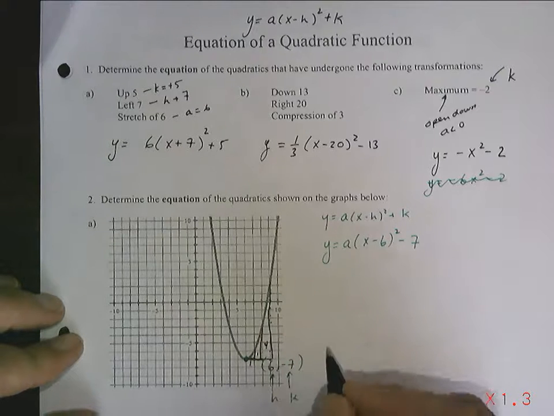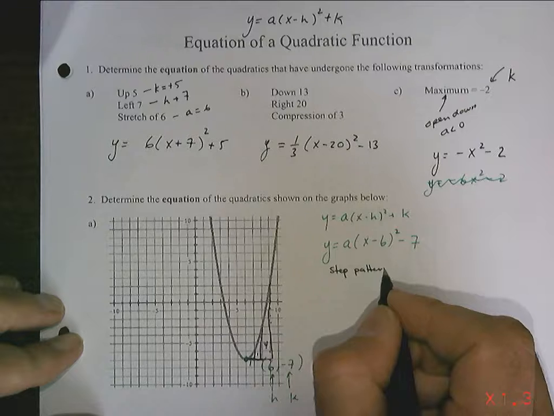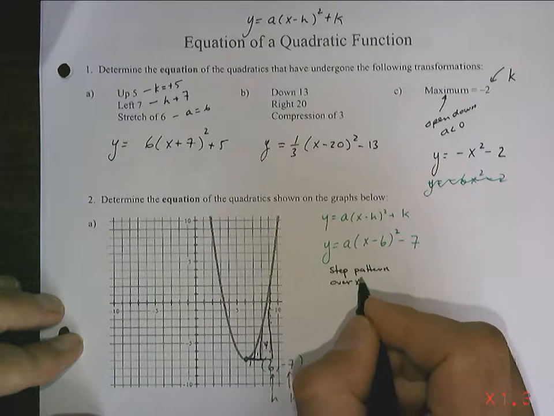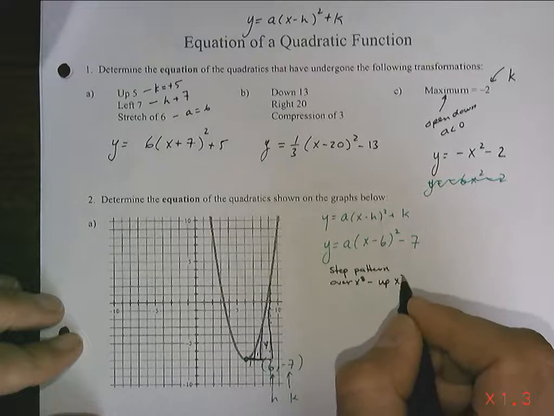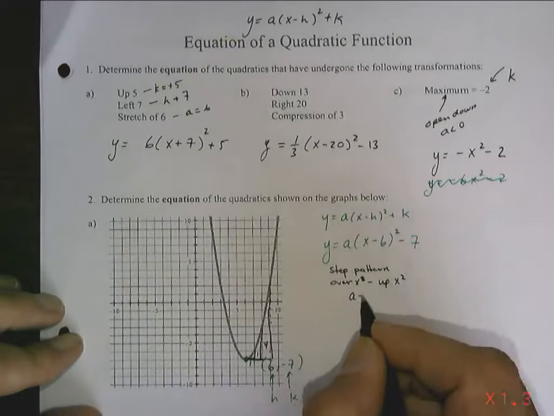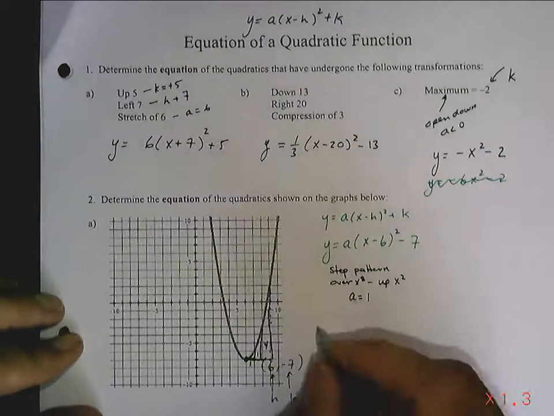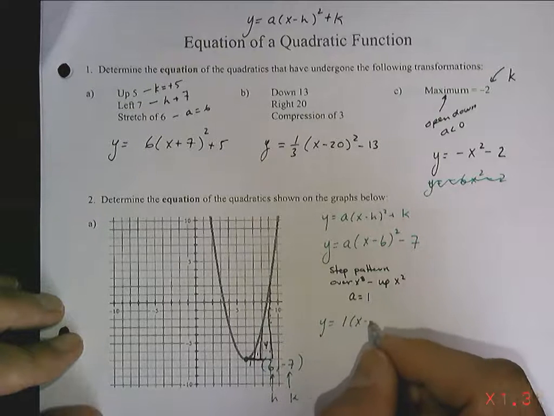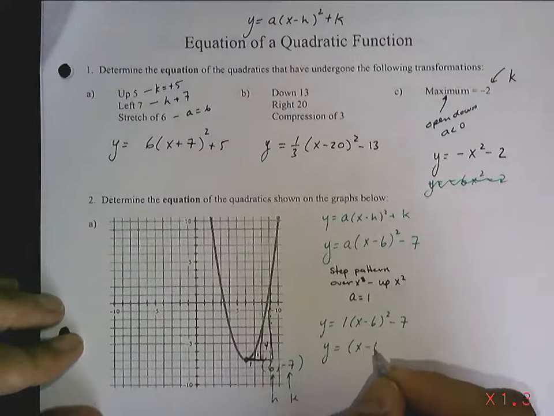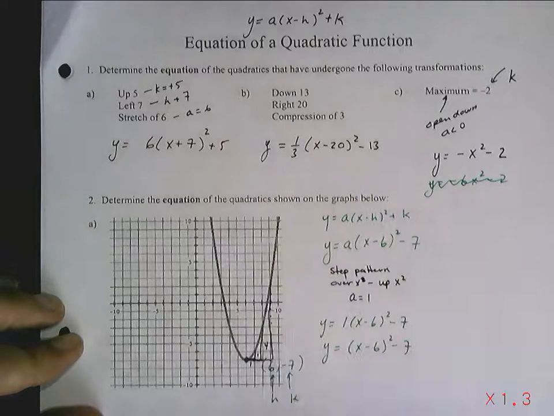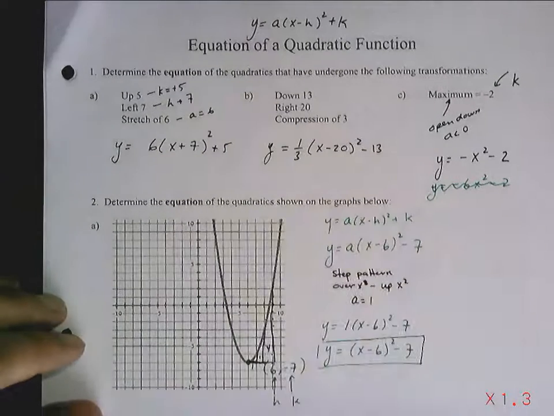So it's looking to me like it has a step pattern of over x, up x squared, which if that's the step pattern, the a value equals 1, which means that my final answer would be y equals 1 times (x minus 6) squared minus 7, or more compactly, we'll get rid of that 1 and we'll just leave it blank out there. And that would be our final answer. However, you want to put that 1 in, there's nothing wrong with that.